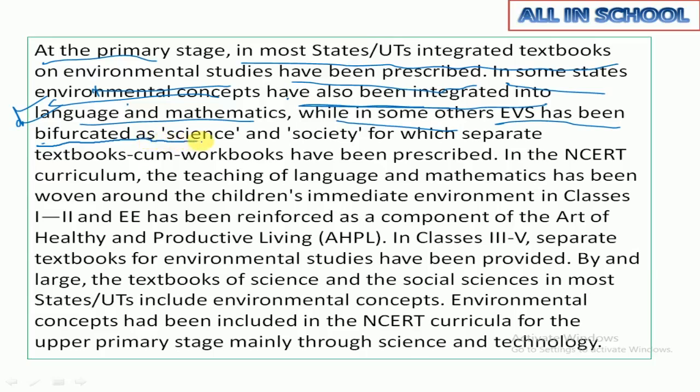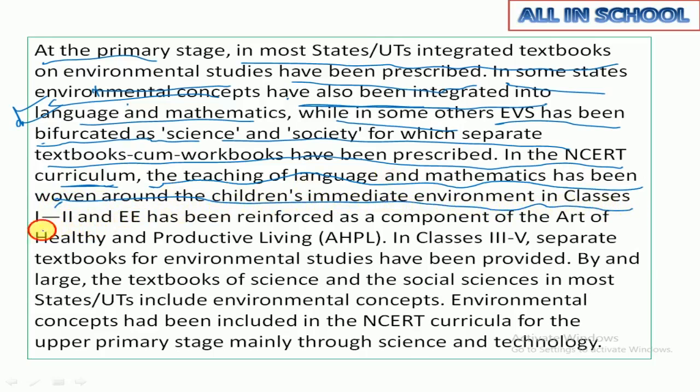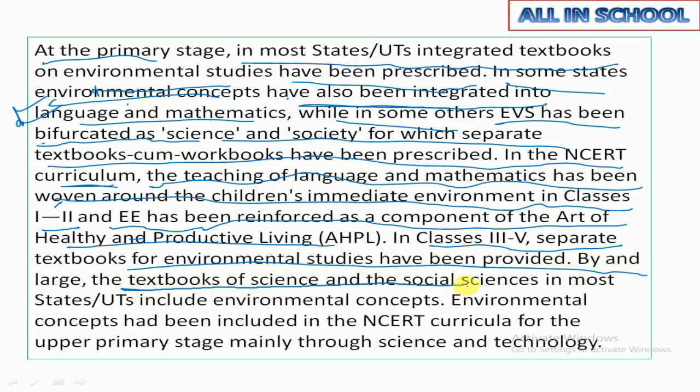bifurcated as science and society, for which separate textbooks cum workbooks have been prescribed in the NCERT curriculum. The teaching of language and mathematics has been woven around the children's immediate environment in classes 1 and 2, and EVS has been enforced as a component of the art of healthy and productive living. In classes 3 to 5, separate textbooks for environmental studies have been provided. By and large, the textbooks of science and social science in most states and UTs include environmental concepts. Environmental concepts have been included in the NCERT curricula for the upper primary stage, mainly through science and technology.